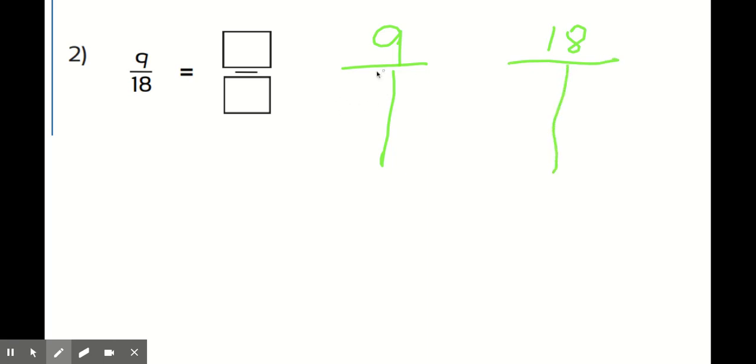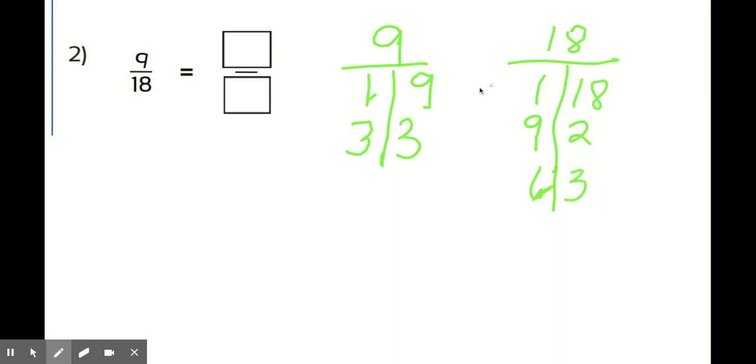And then you find the numbers that you can multiply to get 9, and then the numbers you can multiply to get 18. So what numbers can you multiply to get 9? You get 1 and 9, right? And then 3 times 3, okay? Now we go to 18. Which two numbers can you multiply? You can multiply 1 times 18 to get 18. You can multiply 9 times 2. You can also do 6 times 3. So these are all the numbers for 18, and these are all the numbers for 9.